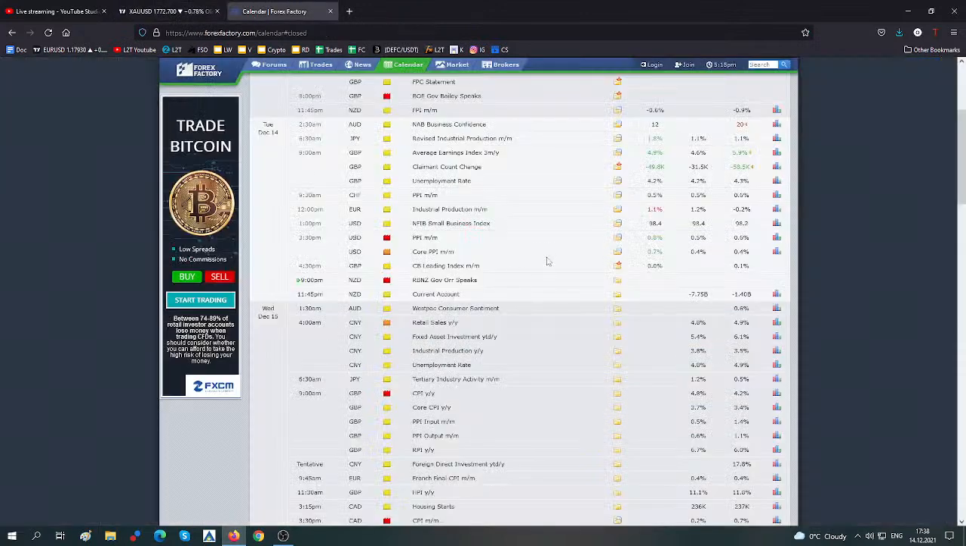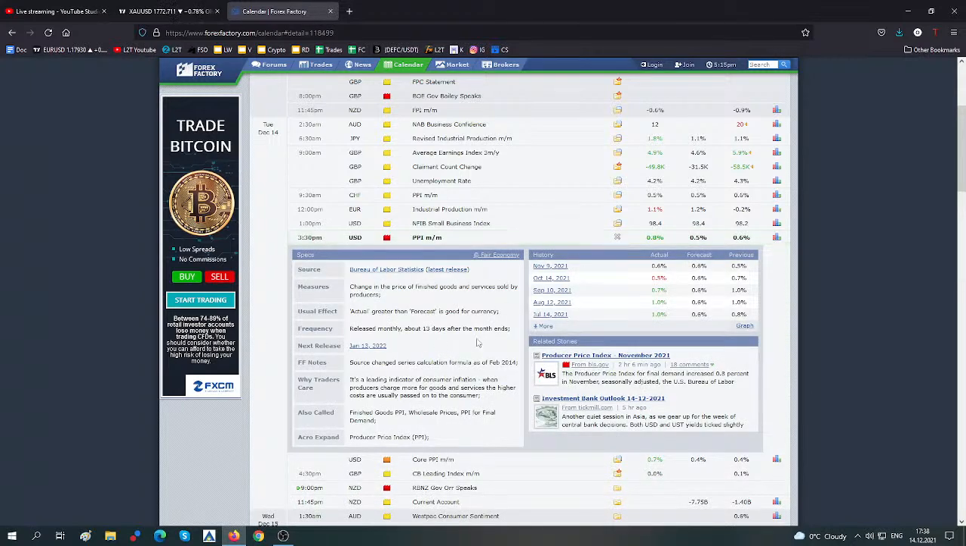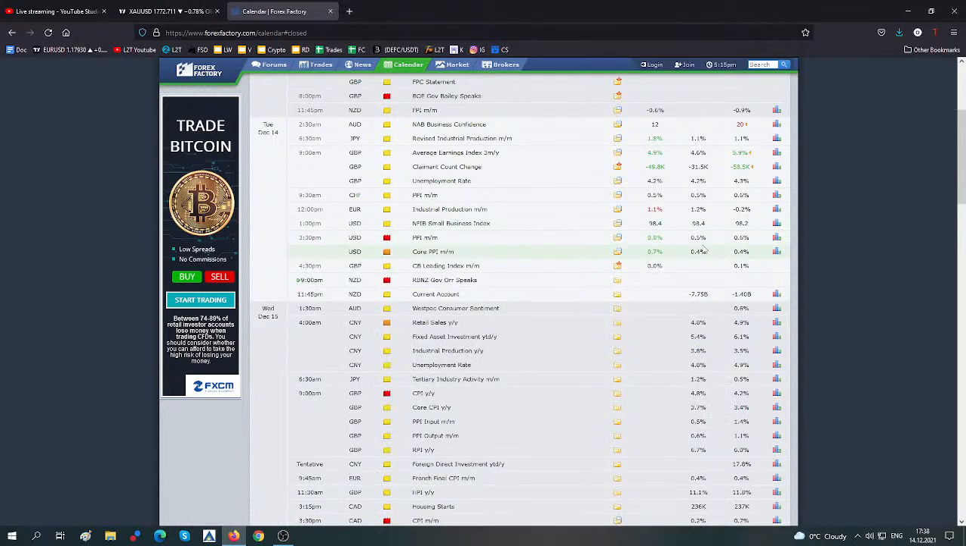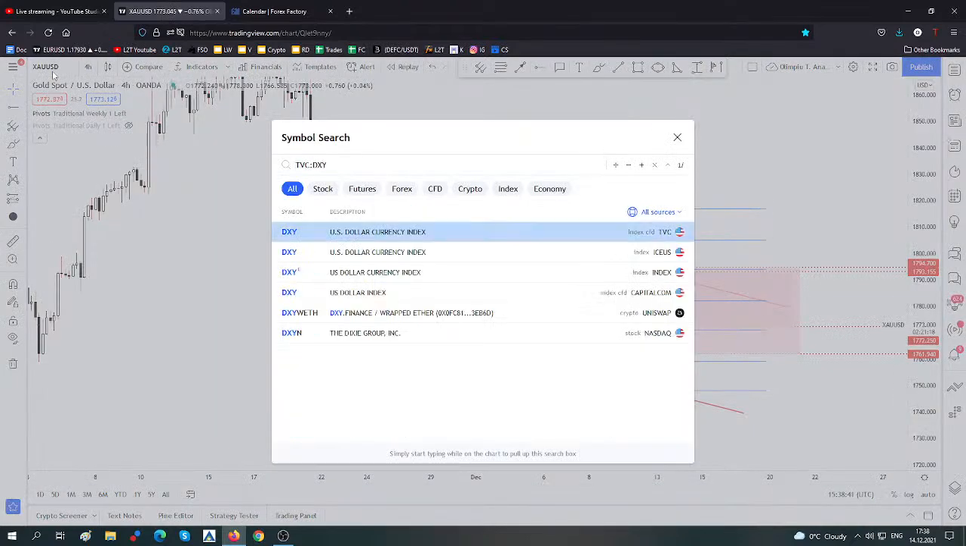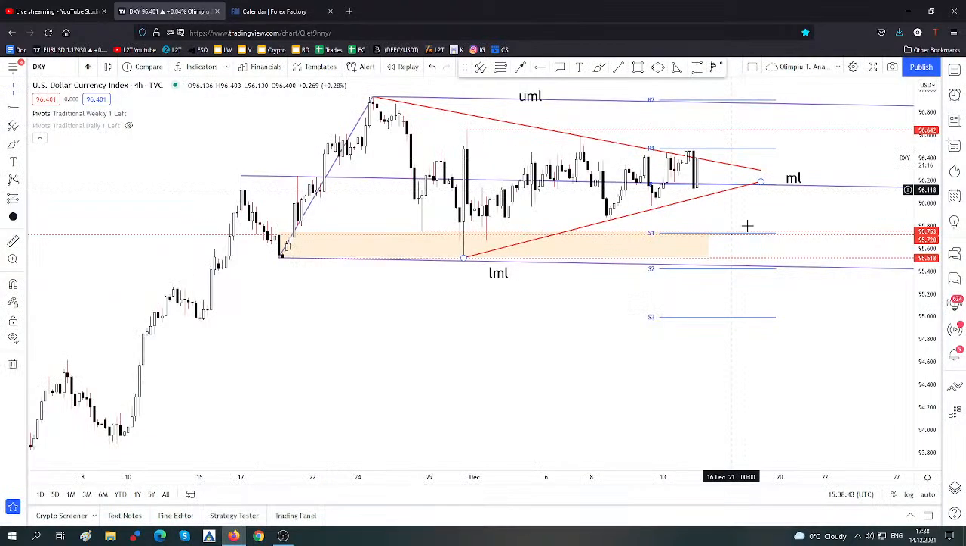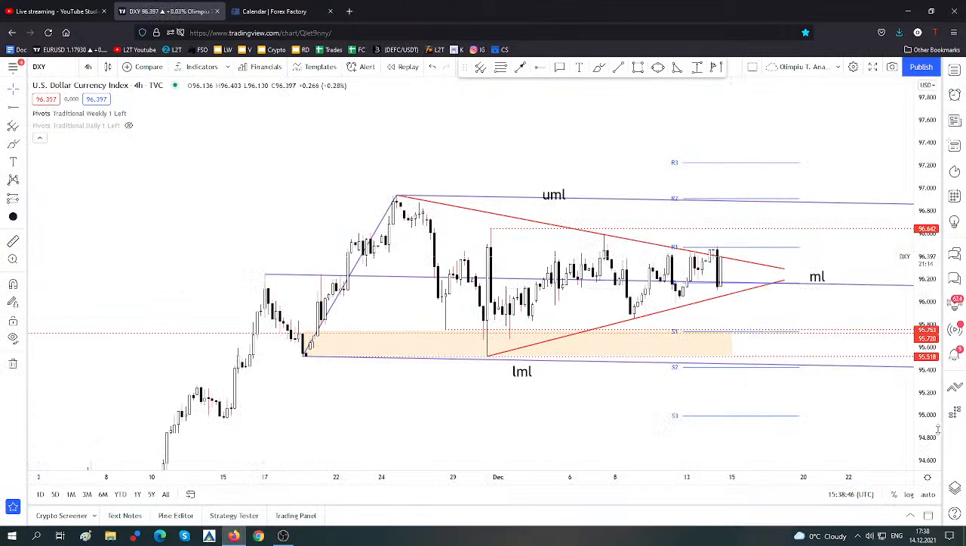So let's go back. The US producer price index reported a 0.8% growth in November versus only 0.5% expected, and versus 0.6% in October. Also core PPI 0.7% growth versus 0.4% expected, so better than expected US data. It forced the price of gold to drop, and forced the DXY to come back higher towards the triangle's resistance right now.